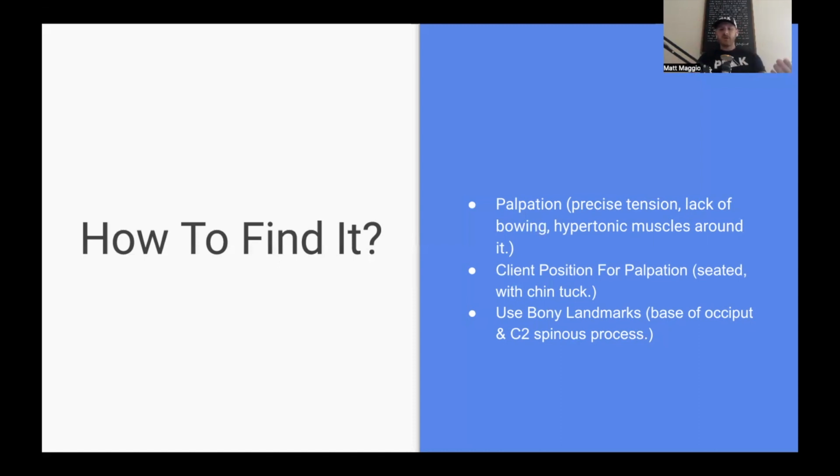Next thing is just use bony landmarks like the base of the occiput and then C2. Then you know that it lives somewhere in there. That's how I do a lot of my palpation, is finding big things that you're comfortable with finding. That's going to let you know that you're right there where it needs to be.